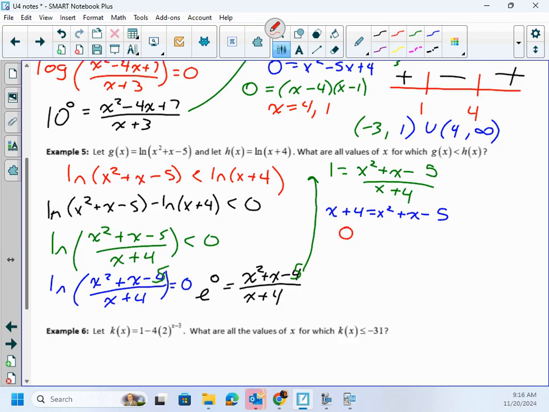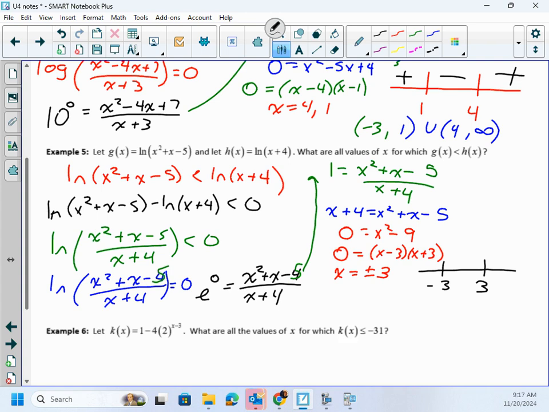Move everything to one side. So 0 equals x squared minus 9. So 0 equals x minus 3 and x plus 3, or x squared equals 9. So x equals plus or minus 3. Those are the values that are going on my sign chart. Negative 3, positive 3. Yeah, so negative 3, by the way, is okay.